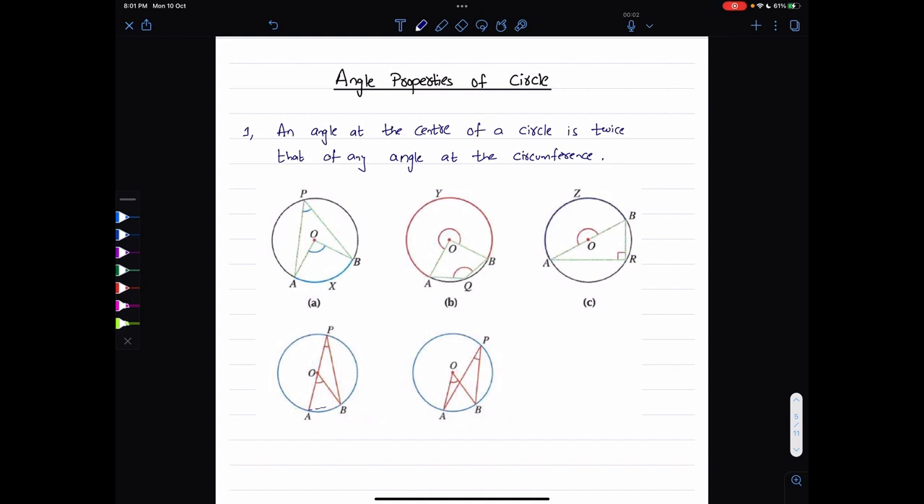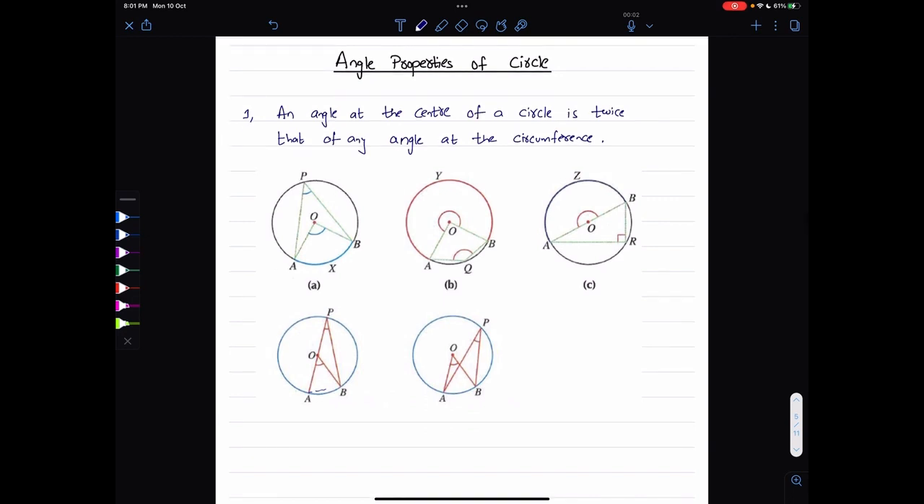Angle properties of circle. The first property that we are going to be looking at is the angle at the center of the circle, which is this angle, is twice the angle formed at the circumference of a circle. So if this angle, let's say, is 100, then the angle at the circumference must be half of it, that is going to be 50 degrees.